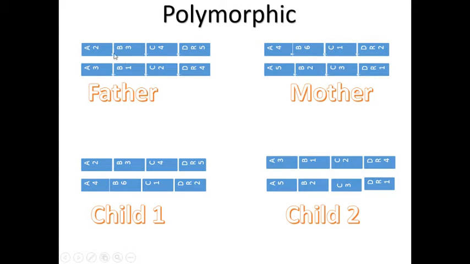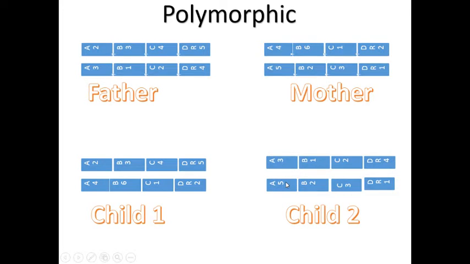As for this father, this haplotype is inherited from his father, and this haplotype is inherited from his mother. As for the mother, this haplotype is inherited from her father, and this haplotype is inherited from her mother. Now they are marrying and having children, and we have shown only two children here. Child 1 has one of the haplotypes from his father and the second haplotype from his mother, and the second child has one of the haplotypes from the father and the second from the mother.